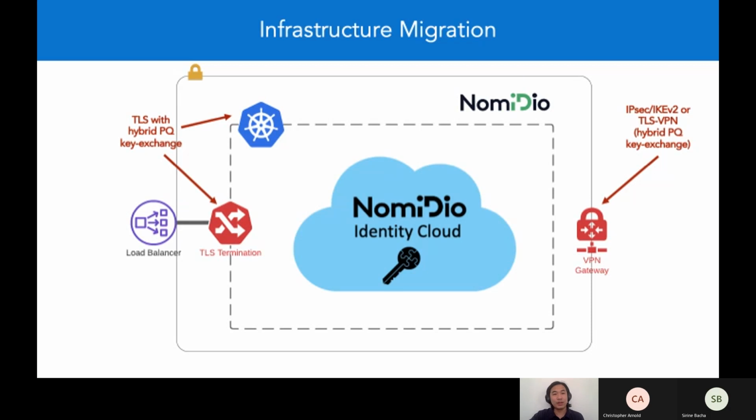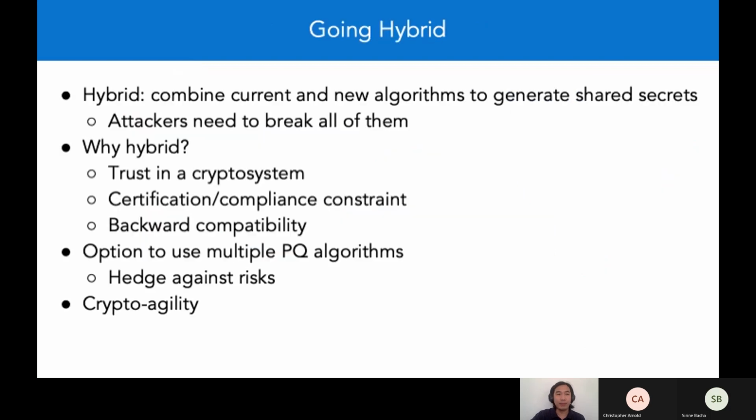Now, for both extension work that we have done, we obtain quantum safe connectivity by performing hybrid key exchange. Now, what does hybrid mean? Well, hybrid essentially means that we combine our current crypto, which is not quantum safe, with a crypto that is quantum safe. The combination is done in such a way that for an attacker to be successful, they need to break both of them.